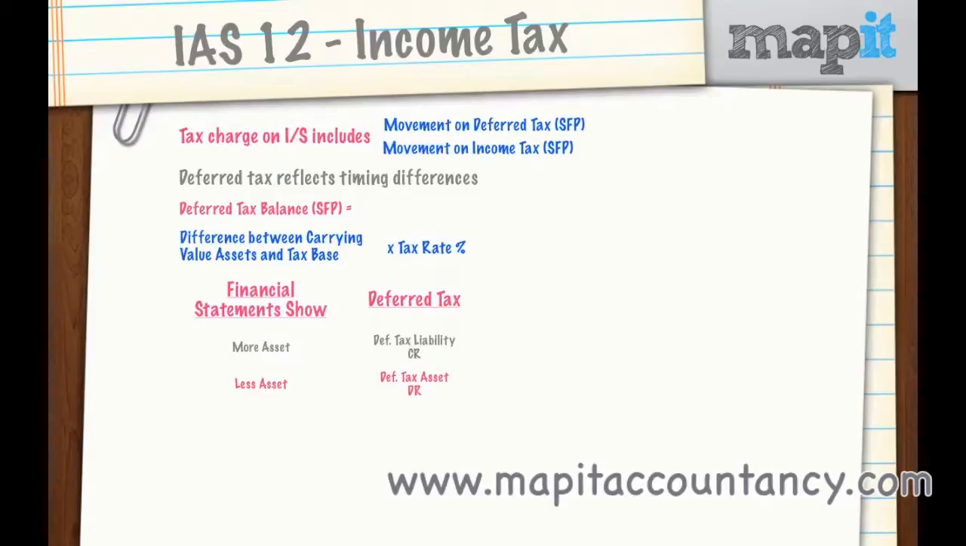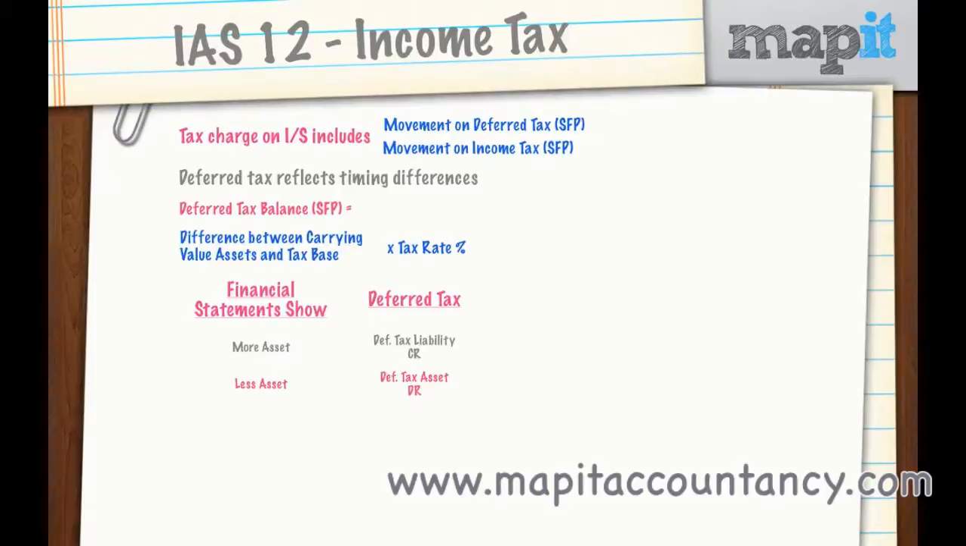Now generally speaking, in our exam it will be a deferred tax liability. So we'll compare the carrying value of our assets and the tax base given to us in the question, and the carrying value of the assets will be greater than the tax base, creating a deferred tax liability. But it could be the other way around, so you need to be careful as to whether it's a deferred tax asset or a deferred tax liability. Carrying value higher than the tax base, that's a liability. Carrying value lower than the tax base, then that's an asset.